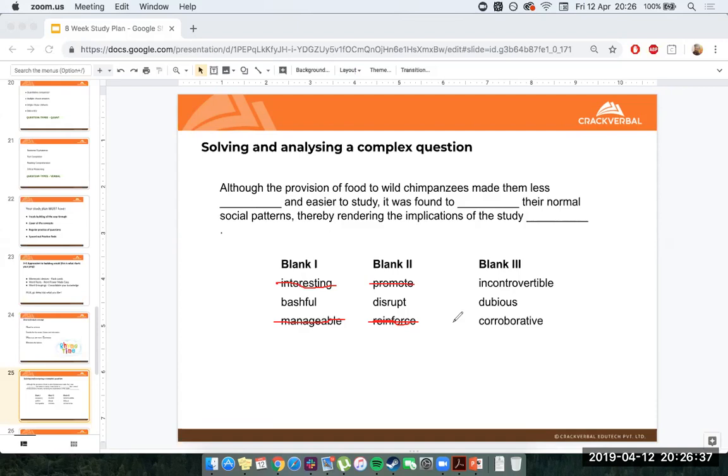Thereby rendering the implications of the study blank. So it disrupted their normal social patterns, and thereby the implications of the study were not as valuable as they could have been, right? They were not as useful as they could have been, because it wasn't their normal social patterns. Okay, incontrovertible. Well, what does incontrovertible mean? Can't really eliminate it yet, can we?